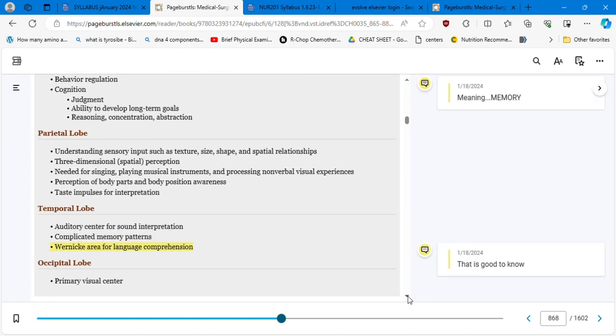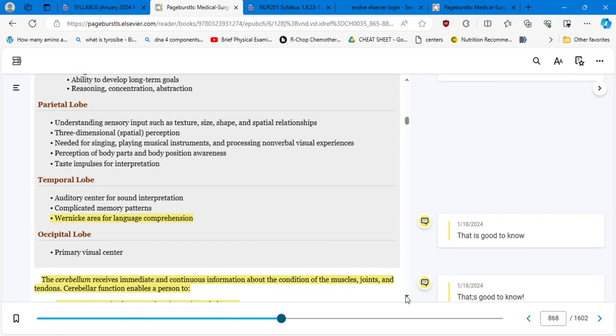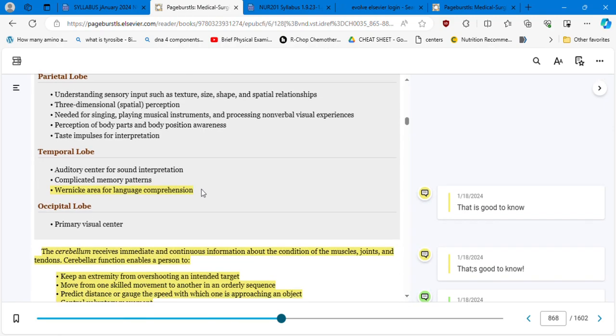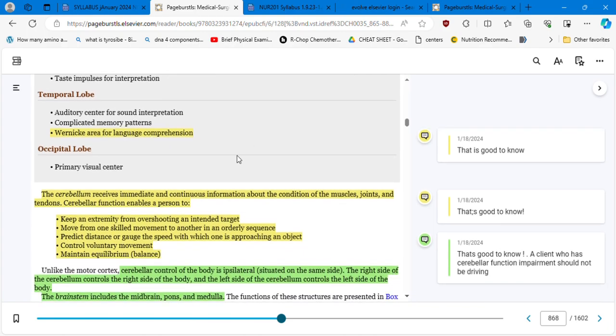Parietal lobe, we have this for your reading, so you can enjoy the reading here. And then we have the temporal. The Wernicke area for language comprehension is in the temporal, and that's another good to know. Then we have the occipital lobe, which is primarily your visual center.